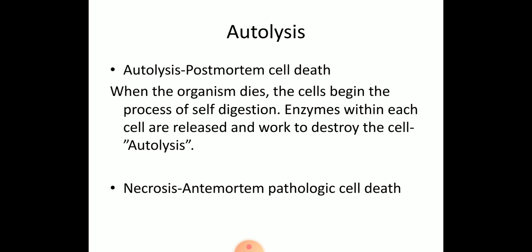This is all about necrosis. Now let us see about autolysis. What is autolysis? It is postmortem cell death, while necrosis is antemortem pathological cell death. So what occurs in autolysis? When the organism dies, the cells begin the process of self-digestion. Enzymes within each cell are released and work to destroy the cells. This process is termed autolysis.